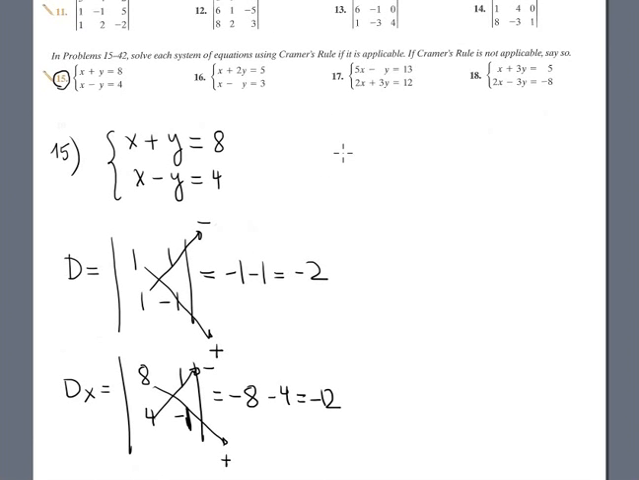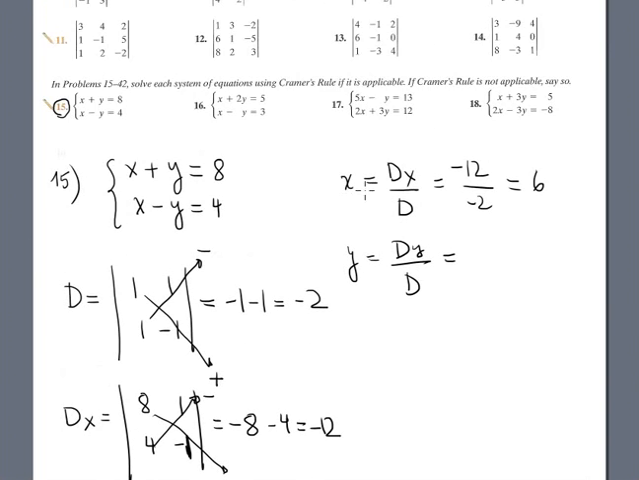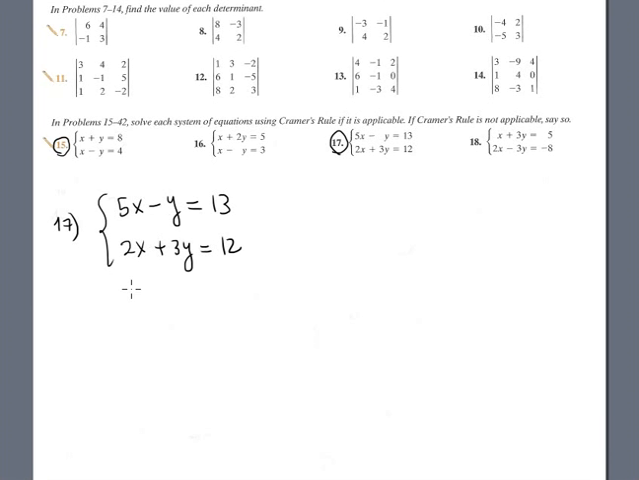The Cramer rule is x is equal dx over d. Dx is negative 12, d is negative 2, and the answer is 6. And y is equal dy divided by d. Dy is equal minus 4 divided by negative 2. The answer is 2, and the solution is the ordered pair 6, 2. Is the answer.